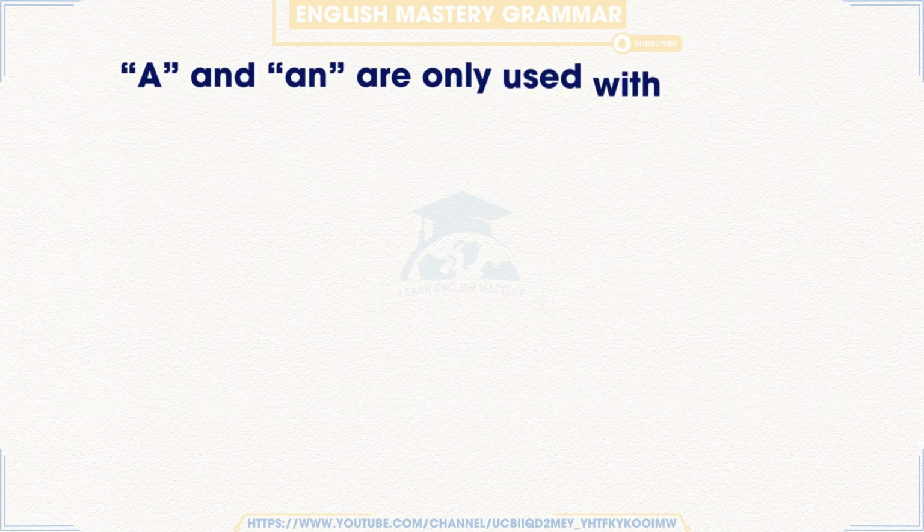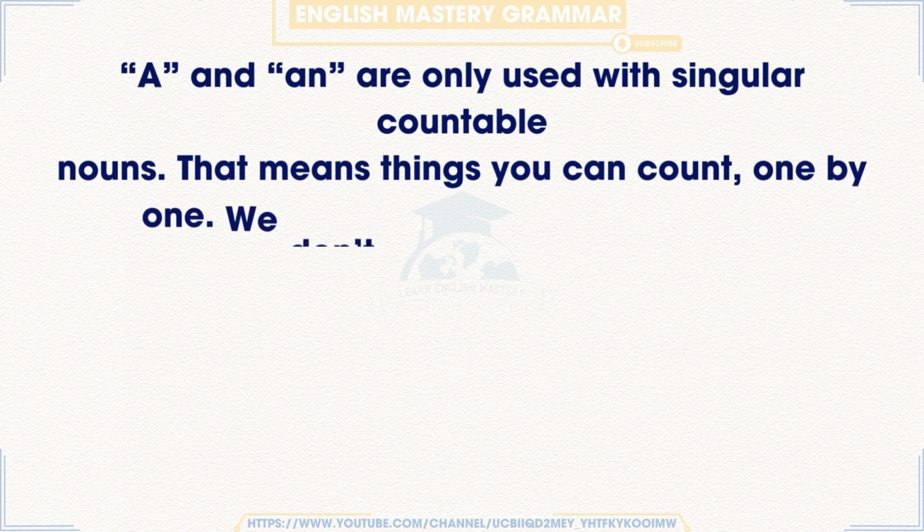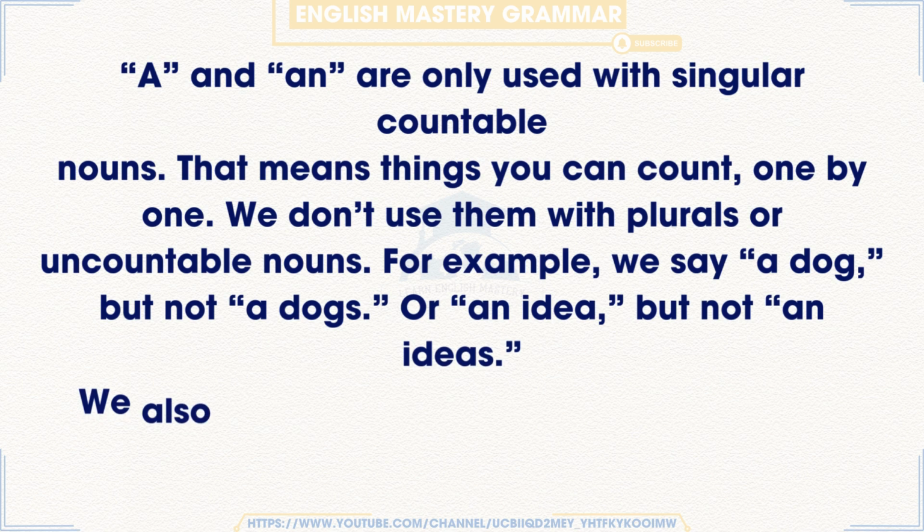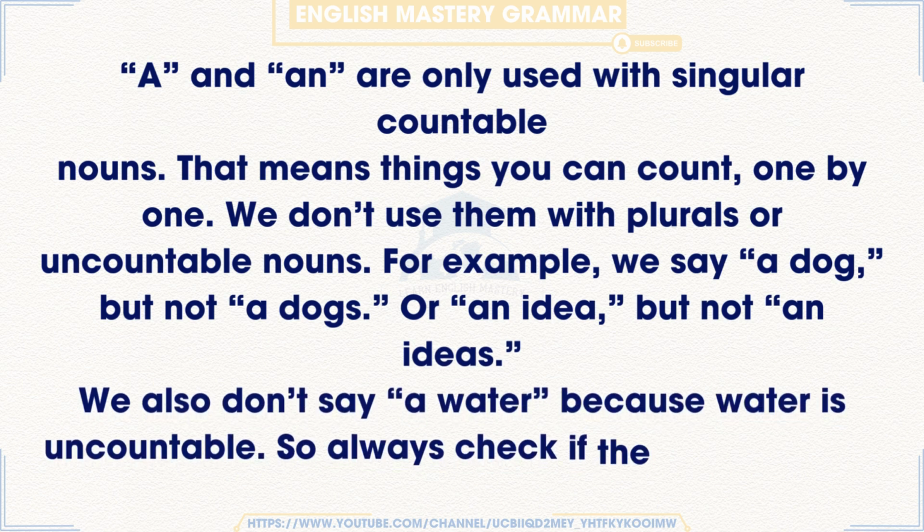A and an are only used with singular countable nouns. That means things you can count one by one. We don't use them with plurals or uncountable nouns. For example, we say a dog but not a dogs, or an idea but not an ideas. We also don't say a water because water is uncountable. So always check if the noun fits first.